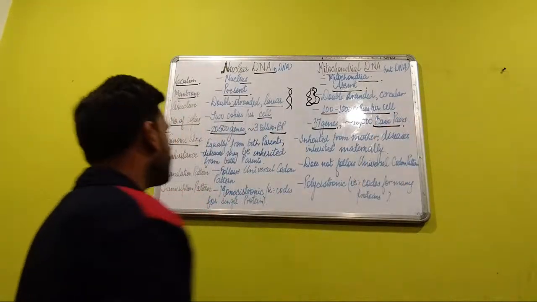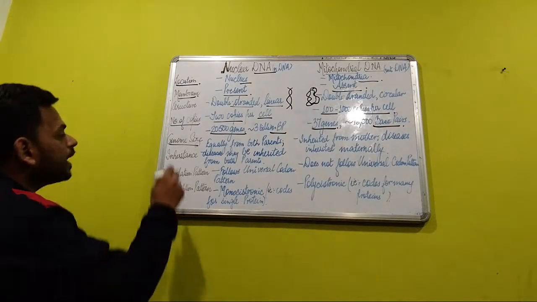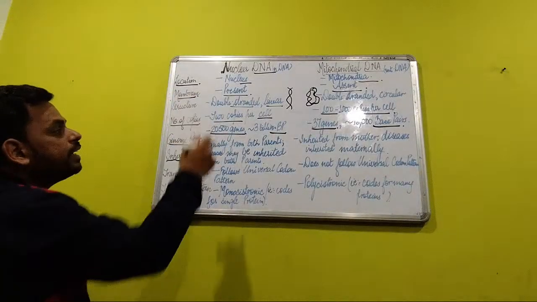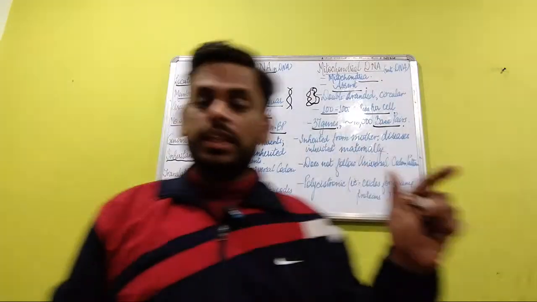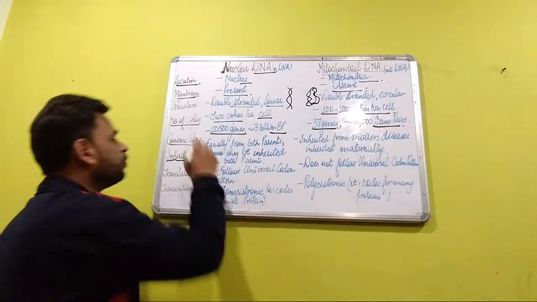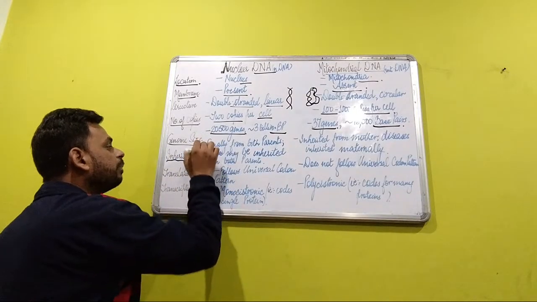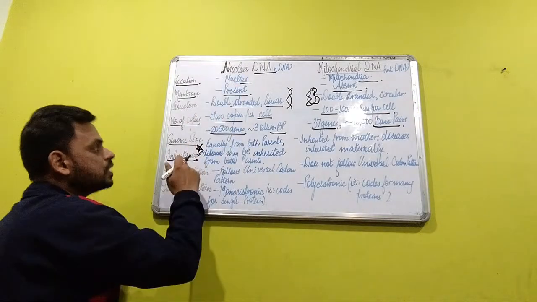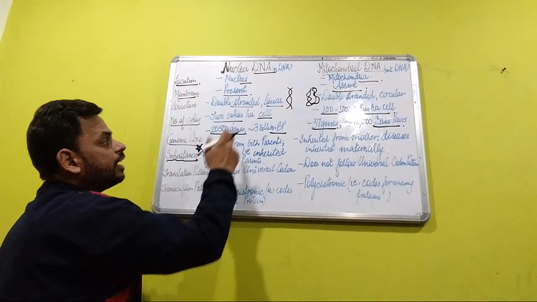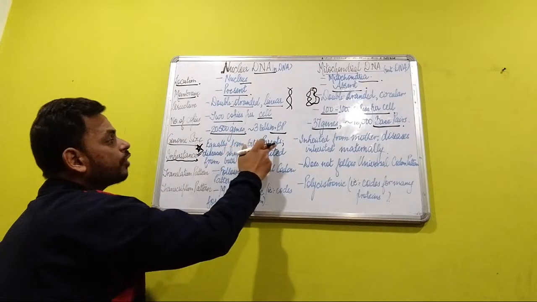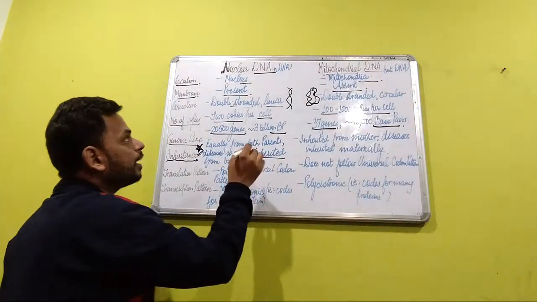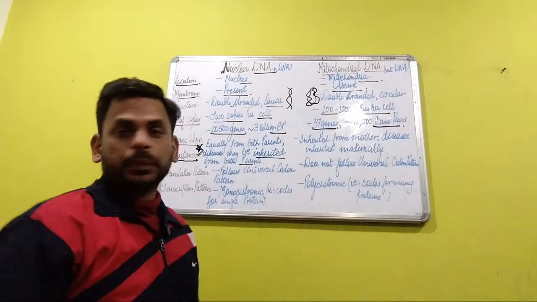Now, from the inheritance perspective, the nuclear DNA is derived equally from both the parents. This is very important, and in general pathology this point needs to be emphasized: the nuclear DNA is equally inherited from both the parents, and disease may be inherited from both the parents if it is inherited through the nuclear DNA.